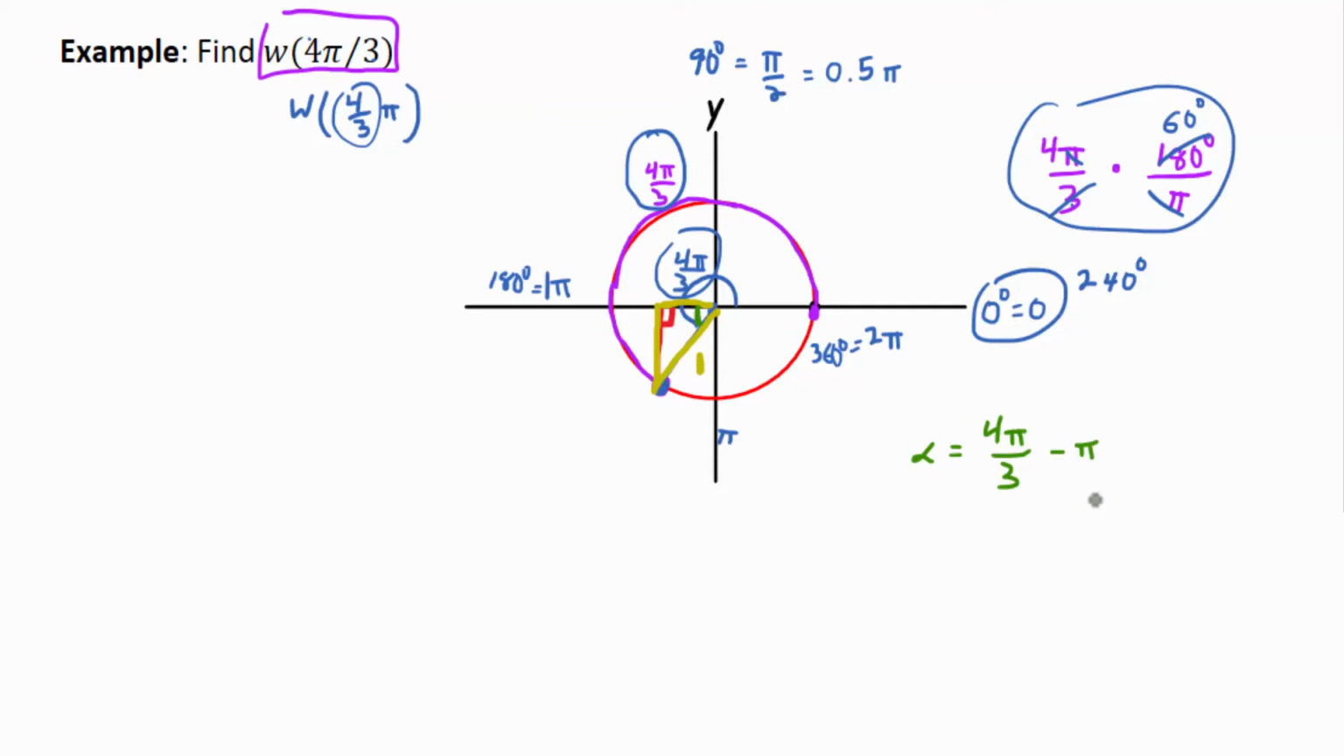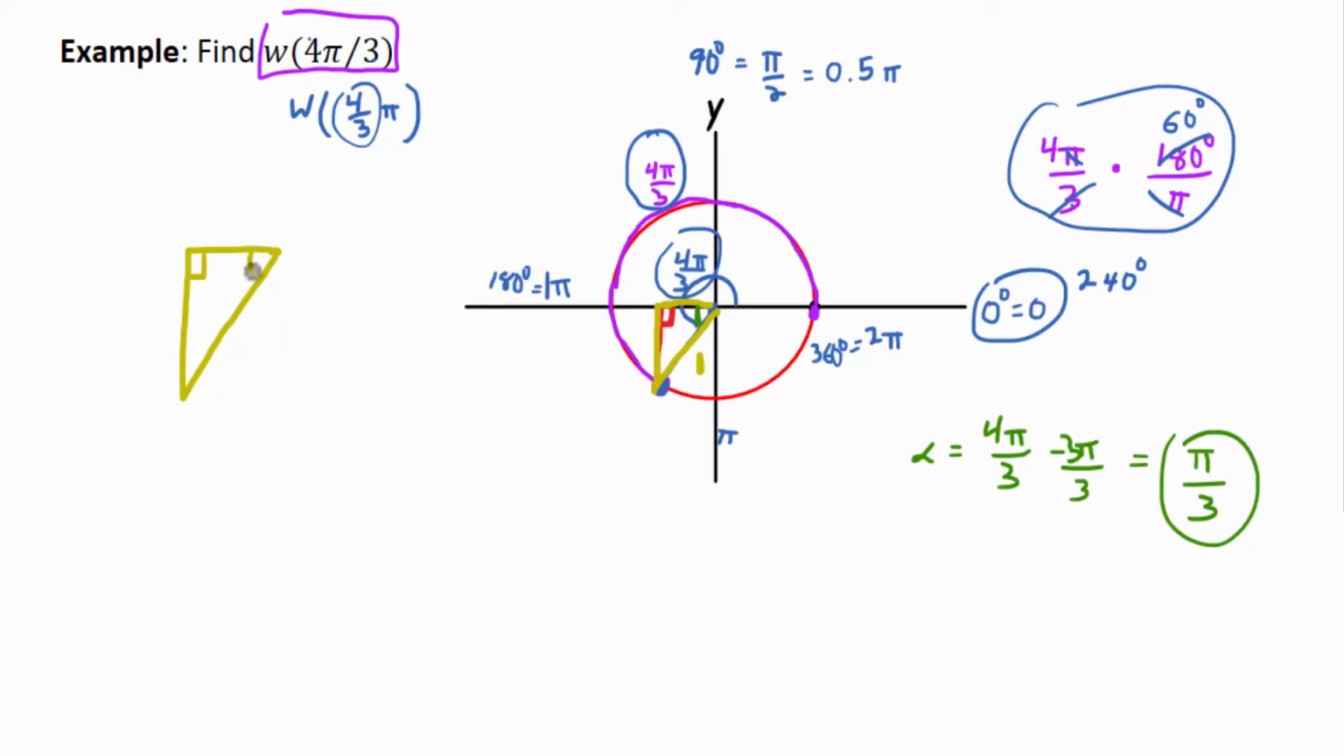4 pi thirds minus pi, where pi is 3 pi thirds to get a common denominator. When you do the subtraction, you keep the common denominator, and the numerator is 4 pi minus 3 pi, or just pi. But again, that's not how I get it normally. If I see 4 pi thirds, I know the reference angle is just cut out the 4, it's pi thirds. So let me blow this picture up so you can see what I'm talking about here.